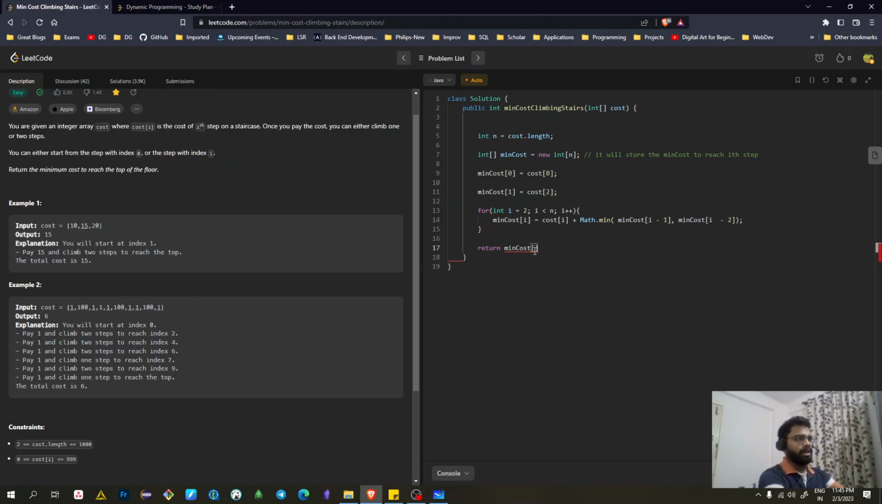Which choice you would make will depend on the minimum cost value that you've calculated for those two positions. So it will be the minimum cost of n minus 1 and the minimum cost of n minus 2. You can take the minimum of these two. That will give you the answer.